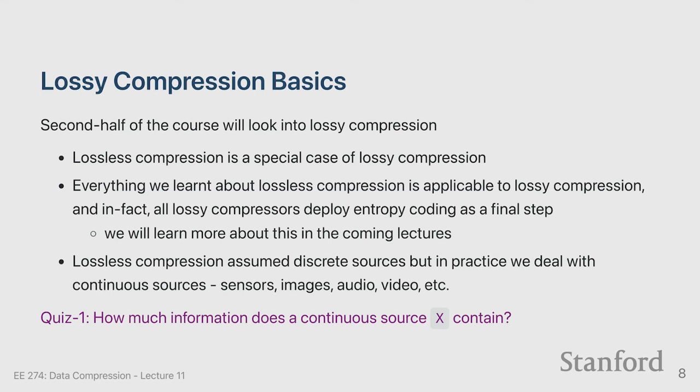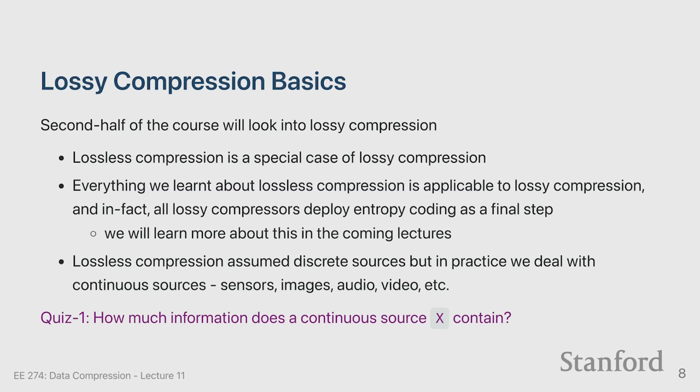And finally, something really important: in lossless compression, we assume discrete sources. So far, we have always talked about a finite alphabet, some discrete source, some probability distribution over it, and then we went on to compress it. But in reality, in practice, nothing is discrete.